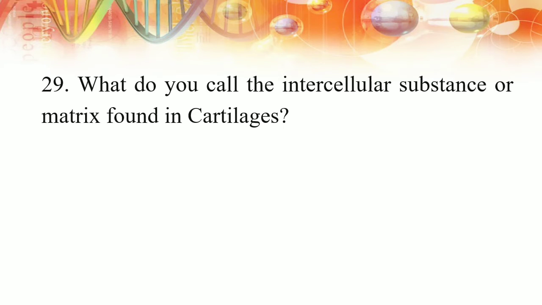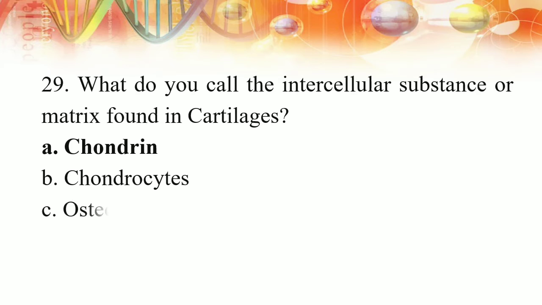Number 29. What do you call the intercellular substance or matrix found in cartilages? A. Chondrin, B. Chondrocytes. C. Osteocytes. D. Endosteum.